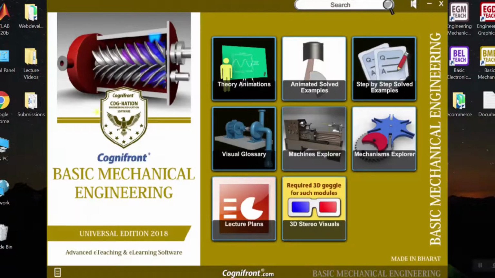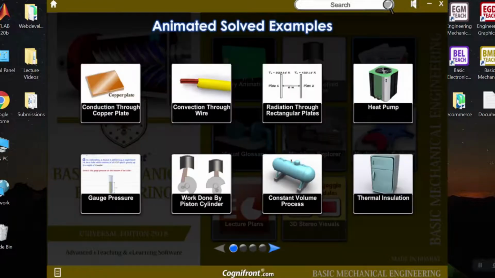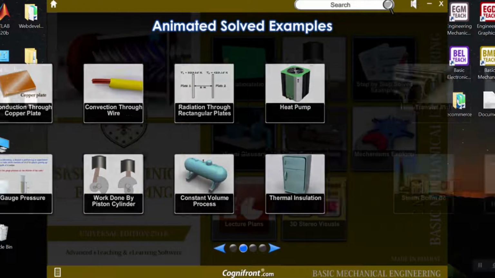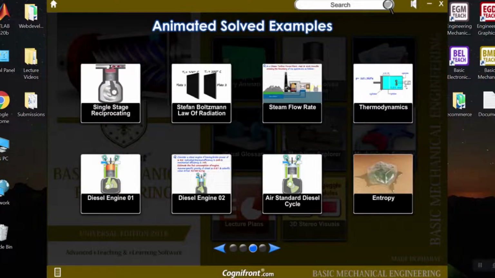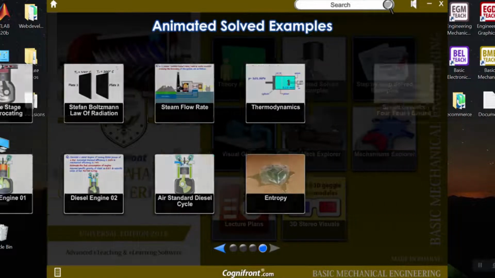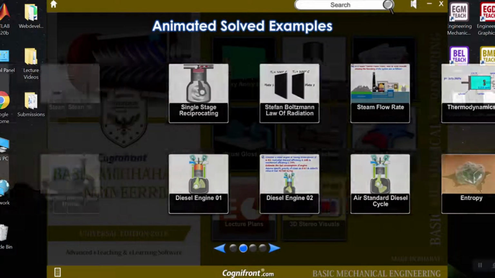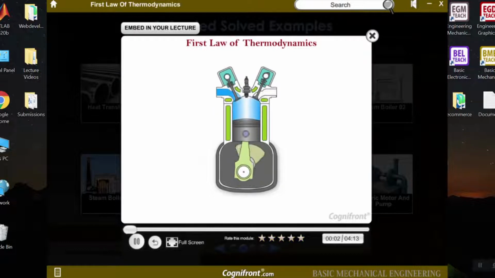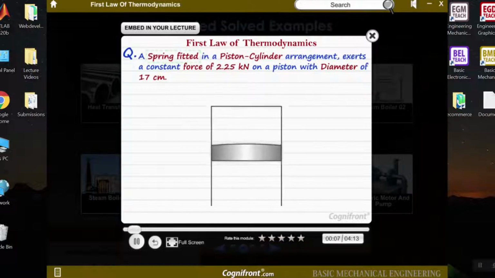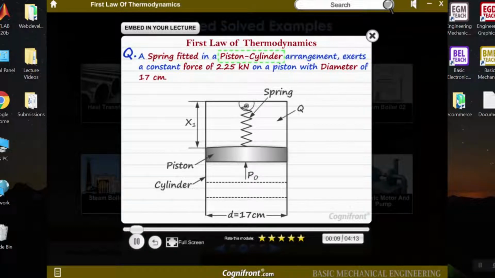So next we'll move on to the animated solved example. This section contains animated solved examples which help the students to understand how exactly they have to solve the problems given. I'll show you one of the videos. First law of thermodynamics. So here as you see the problem statement is given. Some part of the problem statement is also highlighted which shows the students that these are the points they must take into note while attempting a problem.